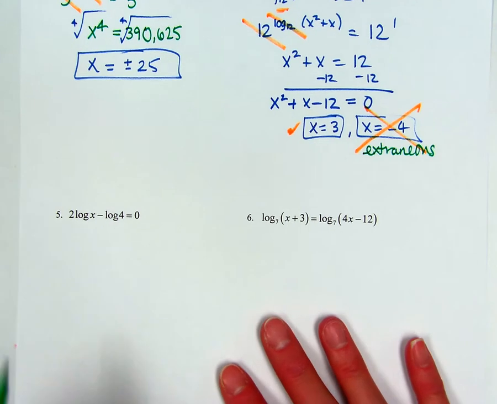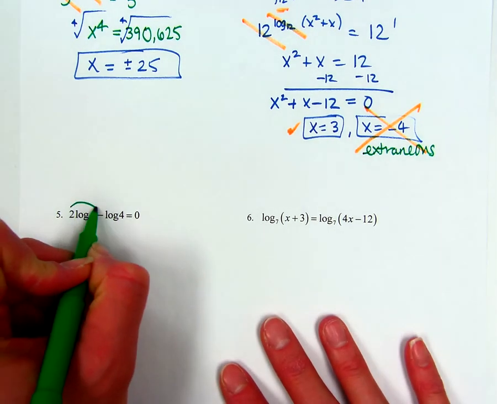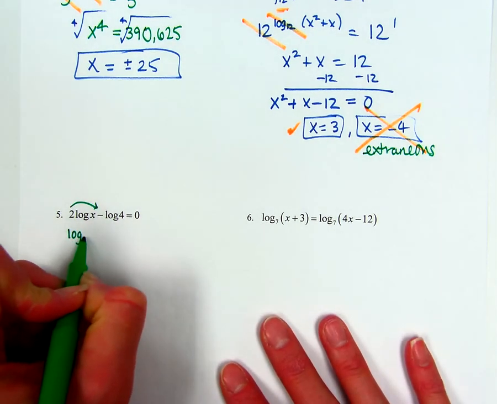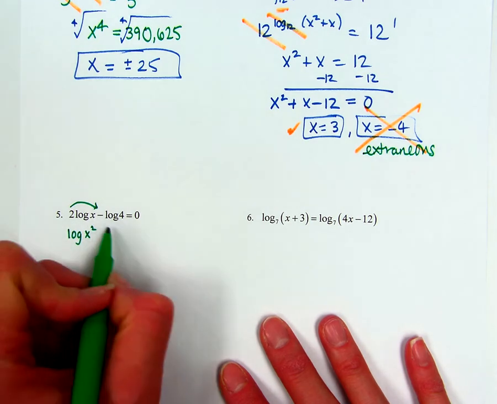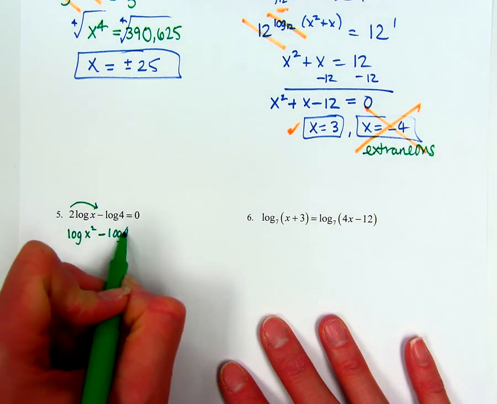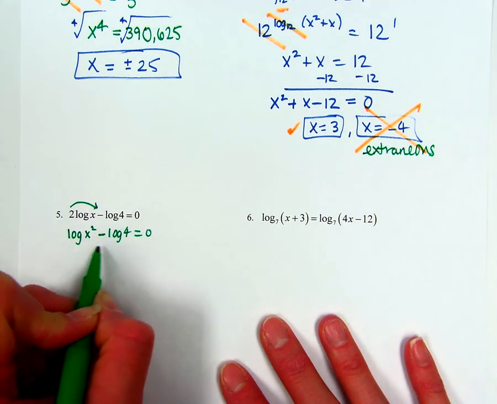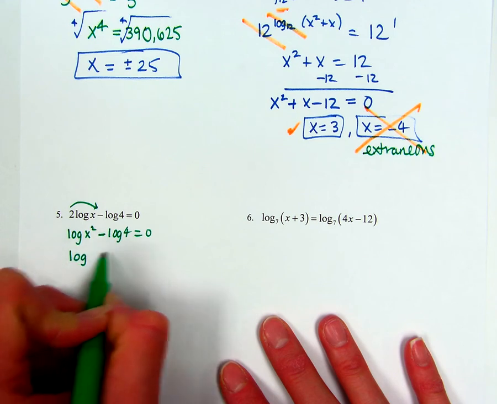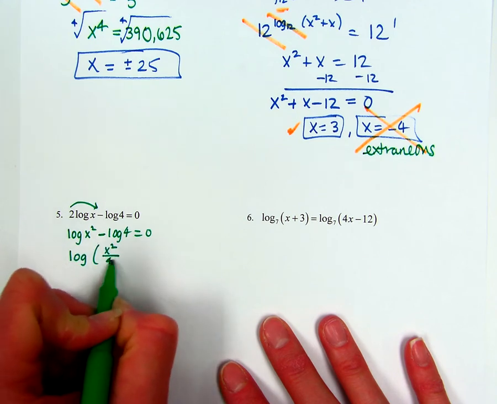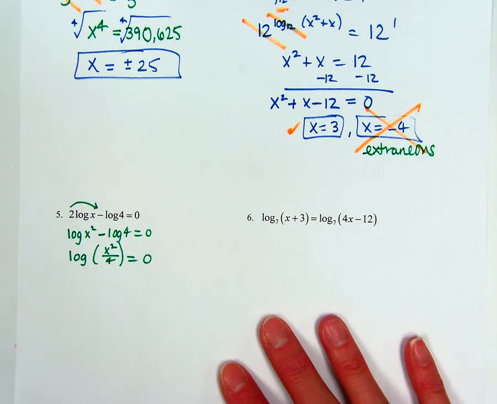Okay, 2 more problems. We're going to condense first. So we're going to bring this 2 up to the top. We've got log of x squared minus log of 4. Then we're going to condense using our quotient rule. So we've got log of x squared divided by 4 equals 0. Now what's my base in this problem? It's a 10. Remember, if you don't see a base, it's implied that that's a base 10.